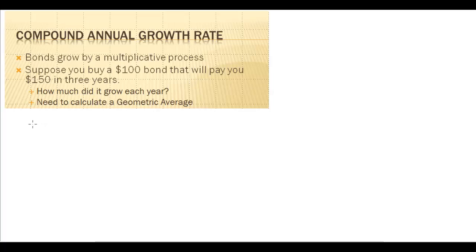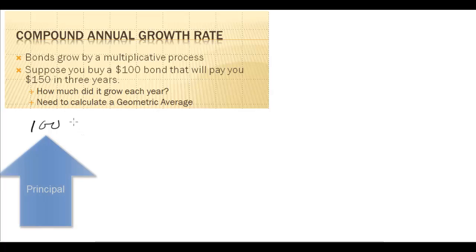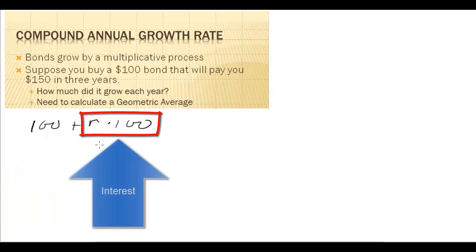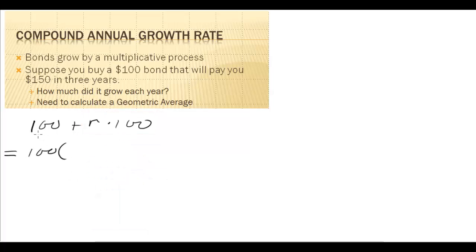All right, to solve this, we start by putting $100 in the bank. That's our beginning balance, also known as our principal. Now, at the end of the year, they're going to take this $100 and multiply it times the compound annual growth rate. And that's going to be the balance at the end of our first year. Now, we can factor out a common term, in this case 100, and when we divide the first term by our common factor, 100, we're left with 1. Do it to the second term, and we're left with r.